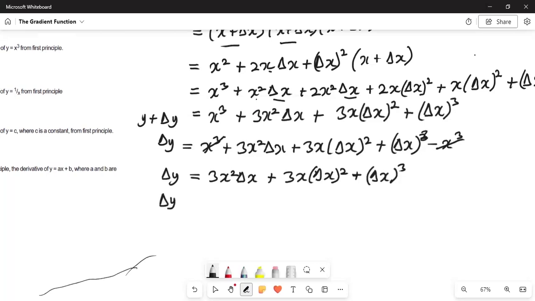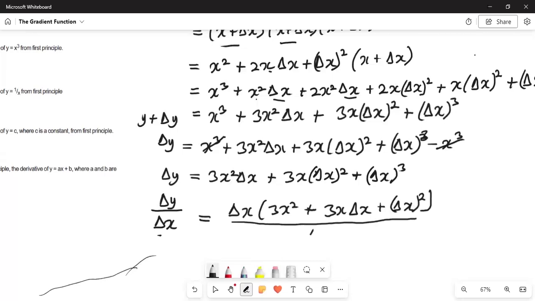Delta y over delta x, factorizing delta x, I have delta x into 3x squared. Because once I bring delta x out, there's no more delta x here, because we are dividing through by delta x. That's the meaning of factorization. If we divide this term here by delta x, this delta x will become, then plus 3x. I have delta x squared here. If I divide it by delta x, I'll be left with only one delta x. So this will be 3x delta x. Then this delta x cubed, if we divide by delta x, we'll be left with delta x squared.